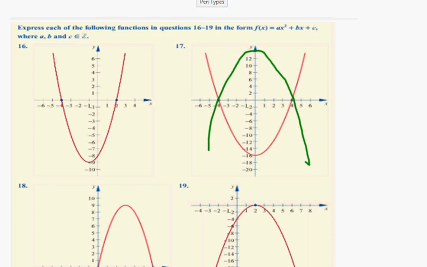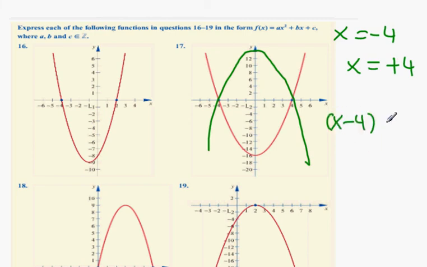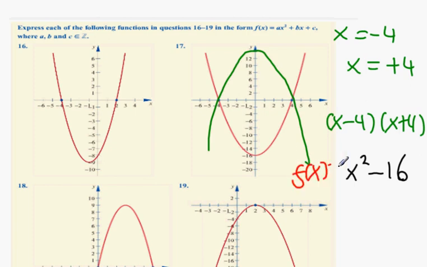So what you need to do is this. Okay? X equals minus 4. X equals plus 4. This means that if you go backwards, it's x minus 4 in one bracket and x plus 4 in the second bracket. You multiply these out, you're going to get x squared minus 16. Okay? The U-shaped graph, which is in red, that one is x squared minus 16.